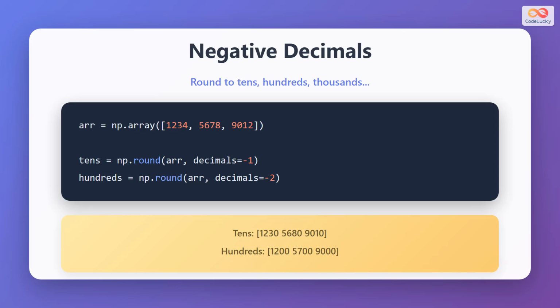Here's a powerful feature. You can use negative values for the decimals parameter to round to tens, hundreds, thousands, and so on. Starting with an array of integers 1234, 5678, and 9012, when we use decimals equal to -1, the function rounds to the nearest 10, giving us 1230, 5680, and 9010. With decimals equal to -2, it rounds to the nearest 100, resulting in 1200, 5700, and 9000.